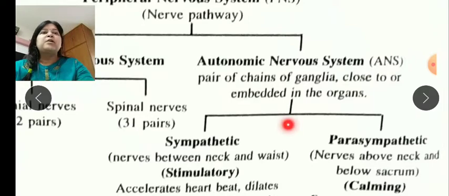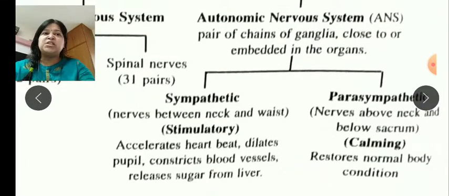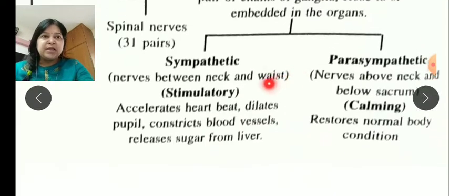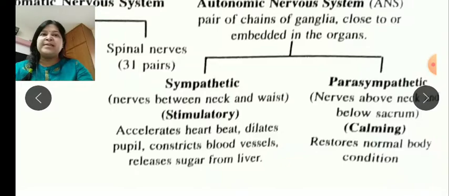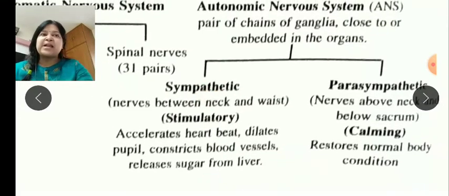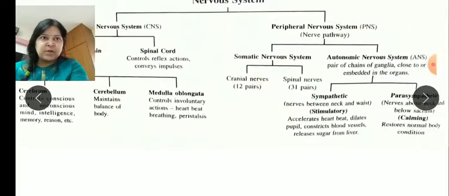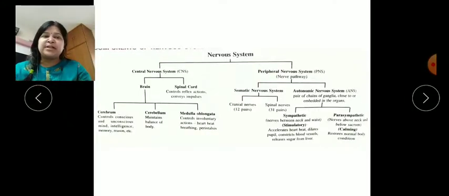Now, the autonomic nervous system is a chain of ganglia, aggregates of nerves, okay, and it is present near the organ. It is arising from the organs basically, and it shows two types of events, sympathetic and parasympathetic. I will explain this further. Okay, so this is the complete flow chart related to this chapter. If you understand this flow chart, you will easily remember, and everything related to the functions is also given in this flow chart.